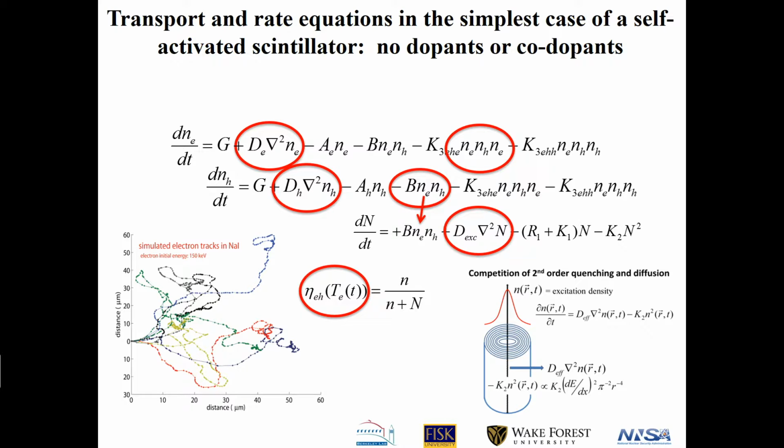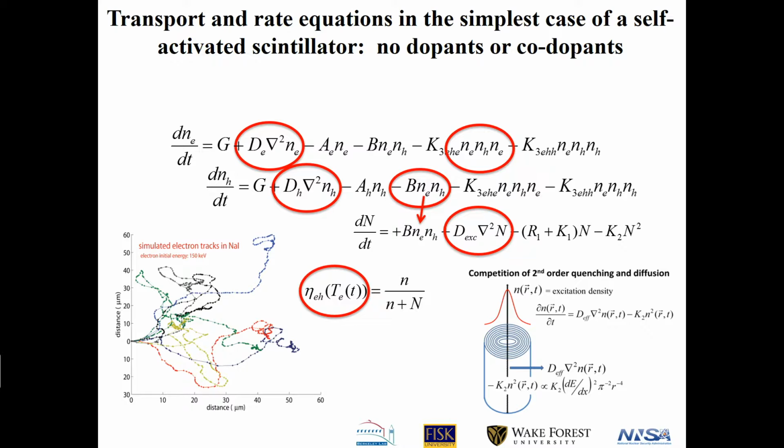So this is the simple version of the transport and rate equations that we'll be looking at. It would apply in a self-activated scintillator, and that most often means something that has self-trapped excitons that are going to give you the light, but they don't have any foreign activator. It's just a dopant. And just to quickly say what's going on: G is the generation term. That's what makes that, we think, a 3 nanometer cylinder.